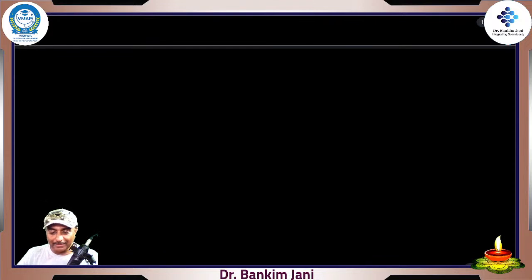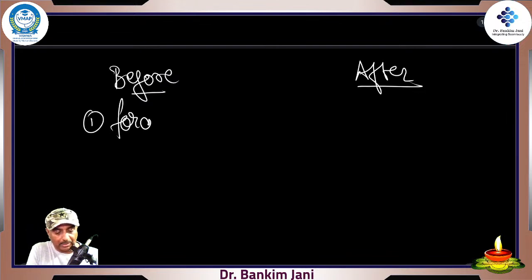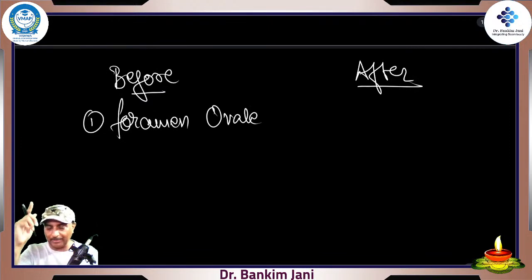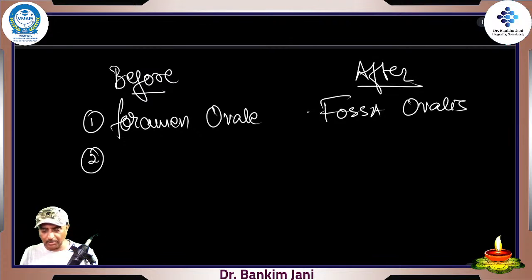So just before birth, there are four major changes. One was the foramen ovale, right atrium to left atrium, that flap through which blood was going. Now it becomes the fossa ovalis, because it is closed. In exams they ask all sorts of questions, but once you have understood, any question from fetal circulation is like a cakewalk.